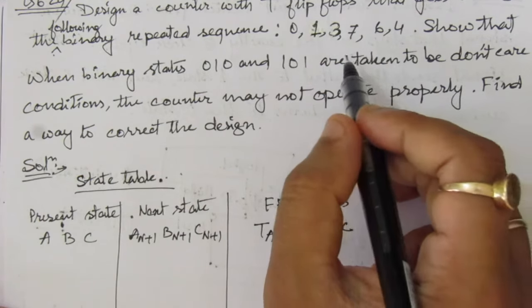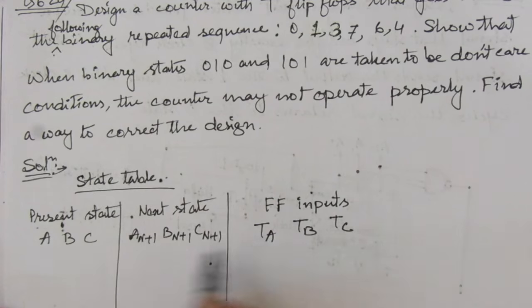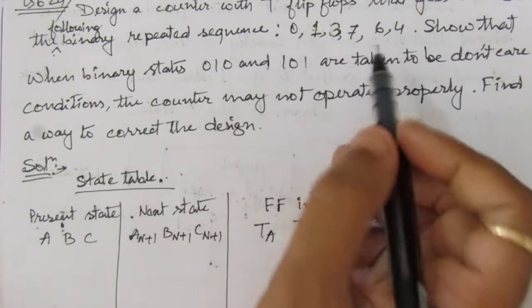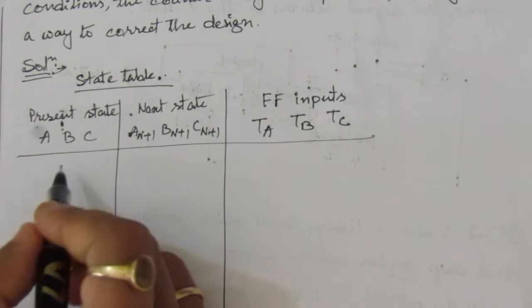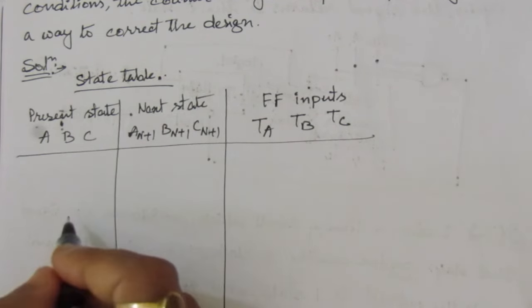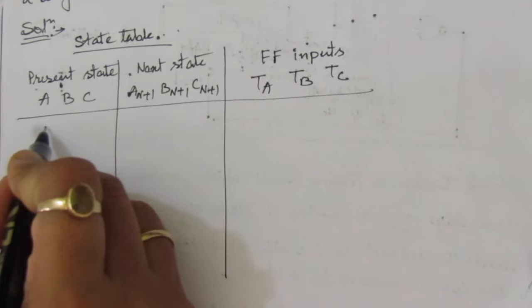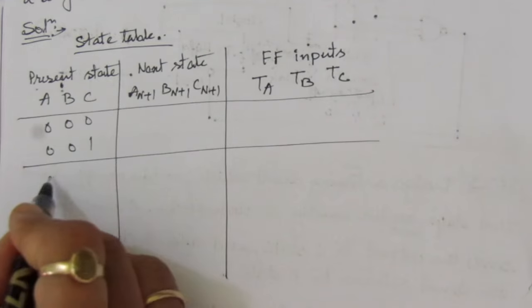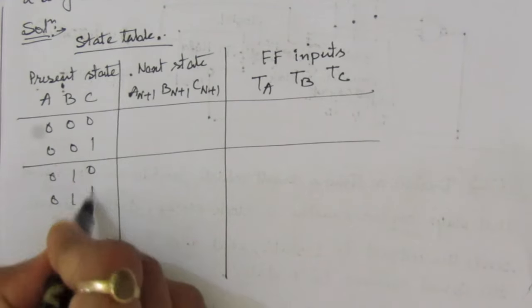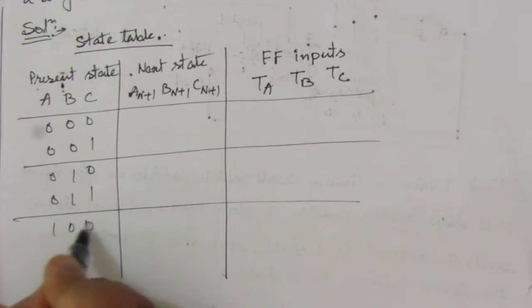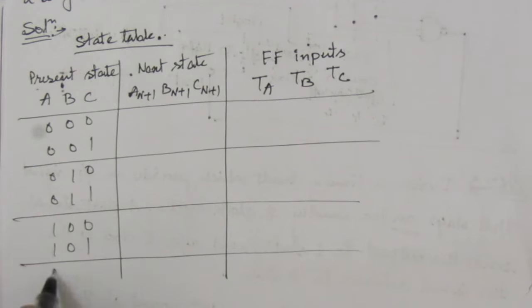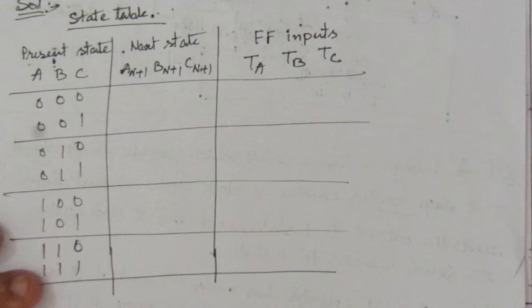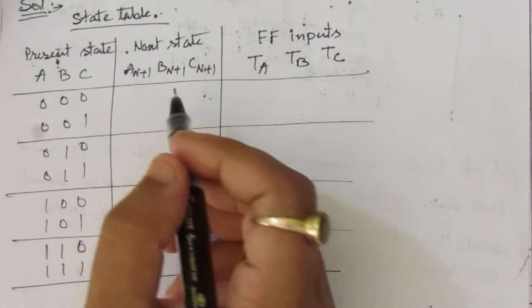So we can design this counter with 3 flip-flops, as a 3-bit counter. The present state can take any values, so we will write down all the combinations using 3 digits. Here we have 000, 001, 010, 011, 100, 101, 110 and 111.